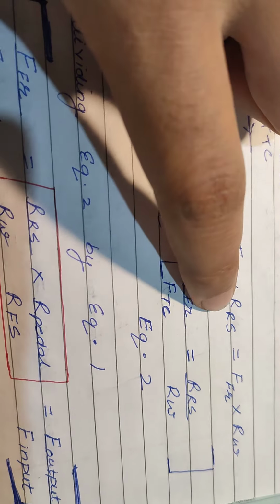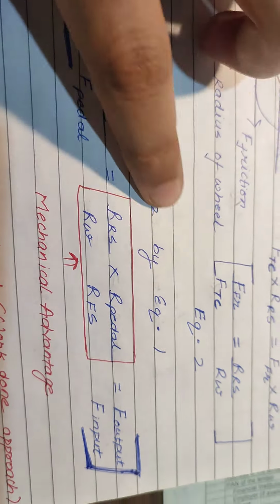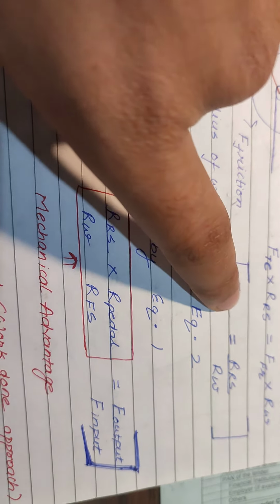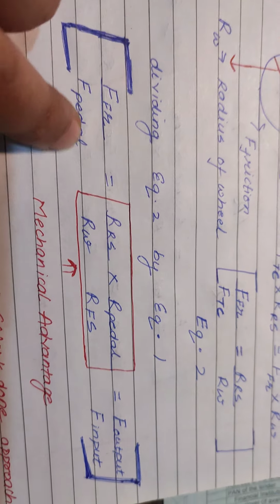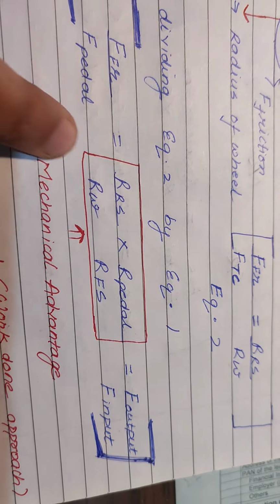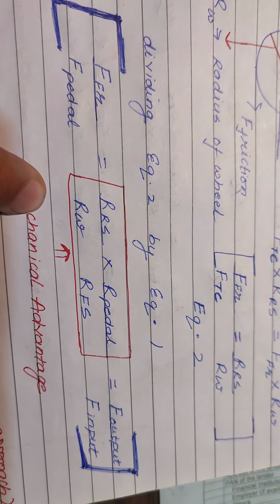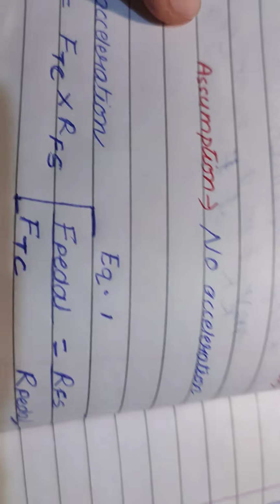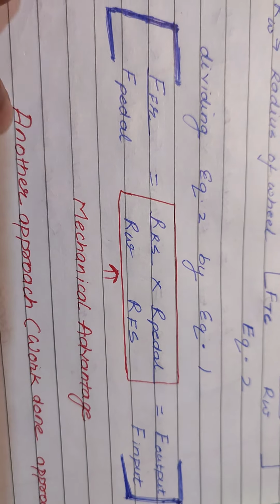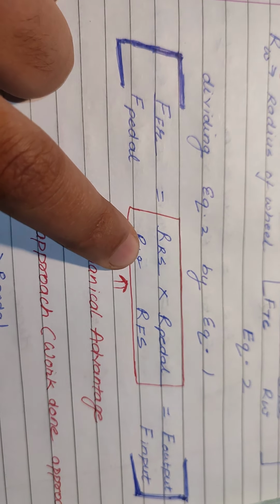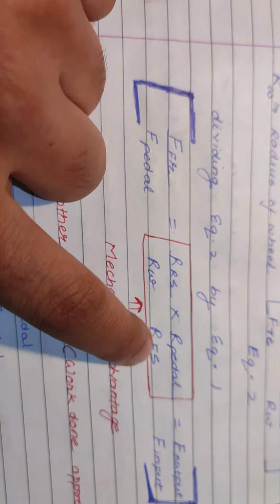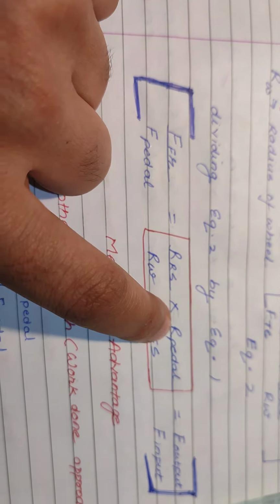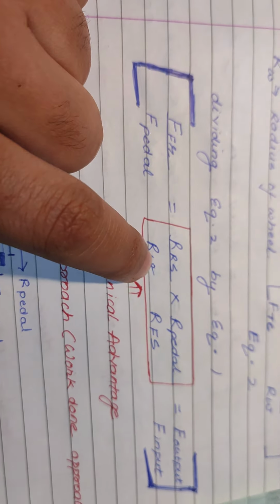So now you have your force of friction as a numerator. What I'll do now is divide equation 2 by equation 1. That would bring the force by the pedal into the denominator, and this is what I get. So when I divide equation 2 by equation 1, I get my mechanical advantage as the radius of rear sprocket upon the radius of front sprocket, multiplied by the radius of pedal upon the radius of wheel.